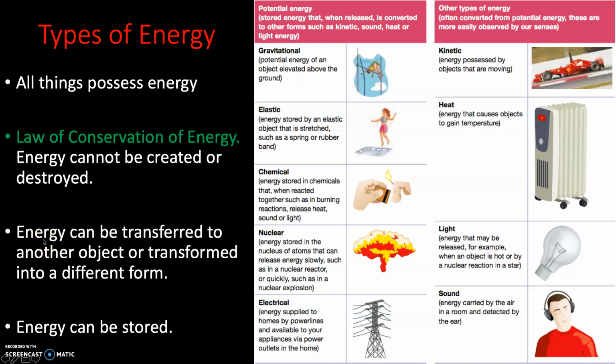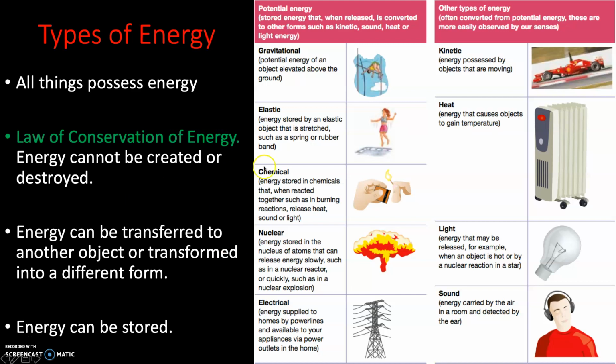Next point, I've already touched on it. Energy can be transferred to another object or transformed into a different form. So these two dot points link quite nicely with each other. And the final point that I want to make right now is energy can be stored. And the most familiar way that you may have with energy being stored is in the form of a battery. A battery has chemical energy that it is storing. And we can convert that chemical potential energy into electricity.